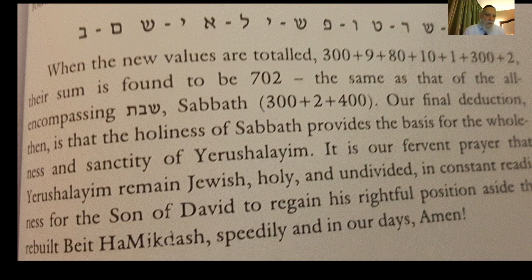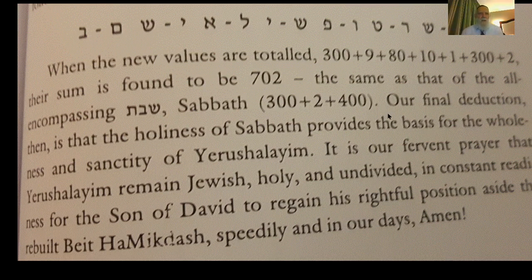Then it's also interesting, this has to do with what is called in Hebrew the Kuf of Albam, I mean changing of letters, the first letter with the tenth or the other way. If you take the letter Yud, it changes into Shin, and Resh into Tet, and then it comes to the numerical value, the new value. The total of the letters is 309, 80, and 302. Their sum is found to be 702, the same as that of the all-encompassing Shabbos. Shabbos comes to 702.